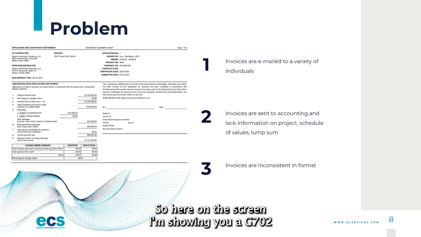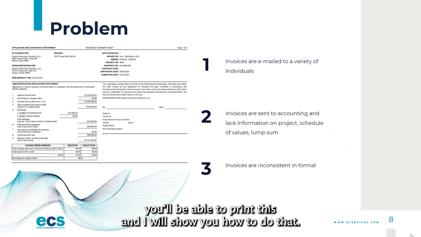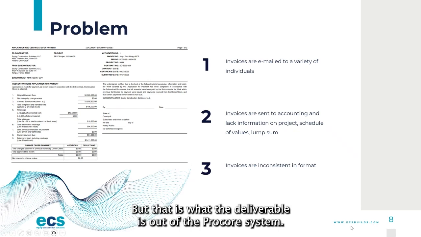Here on the screen, I'm showing you a G702. This is actually a G702 that comes out of Procore. Once you enter your invoice information into Procore, you'll be able to print this, and I will show you how to do that. But that is what the deliverable is out of the Procore system.